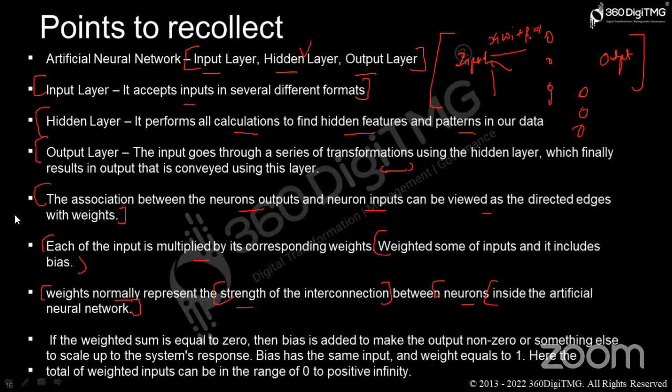Okay. So why are we using bias? When the weighted sum is equal to 0, we are adding bias to make the output non-zero, or something else, to scale up the system's response. Bias has the same input and weight equal to 1. So here the total of weighted inputs can be in the range of 0 to positive infinity.